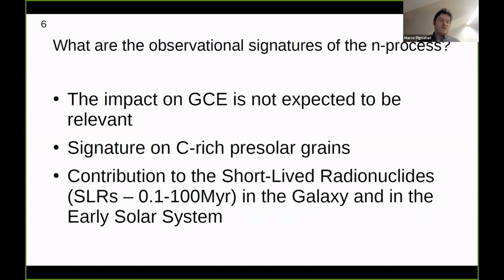And then this process is also really important for the contribution of the short-lived radioactive isotopes. By short-lived, I mean here between 0.1 and 100 million years. So some of them receive an important contribution from this process, and some of them are the ones whose signature is measured in the solar system. So how much the models make via this process is important, because this information can then be compared to these observations in the early solar system. And I will also talk a little bit about this.